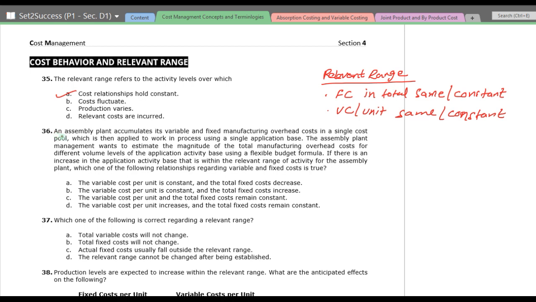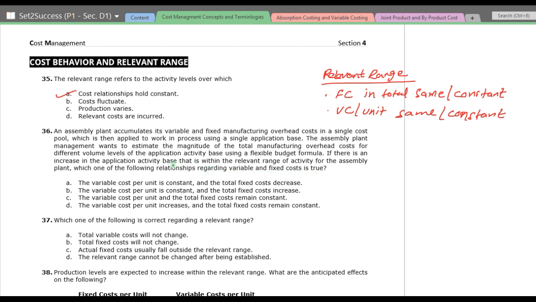Next, an assembly plant accumulates its variable and fixed manufacturing overhead costs in a single cost pool, which is then applied to work in process using a single application base. The assembly plant management wants to estimate the magnitude of the total manufacturing overhead costs for different volume levels of the application activity using a flexible budget formula. If there is an increase in the application activity base that is within the relevant range of activity for the assembly plant, which one of the following relationships regarding variable and fixed overhead is true?